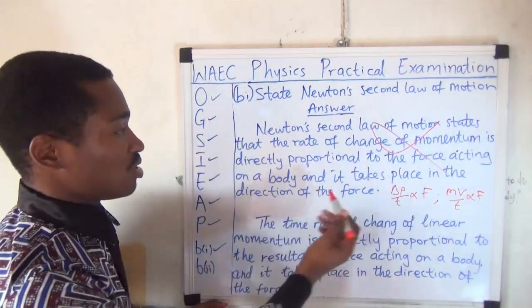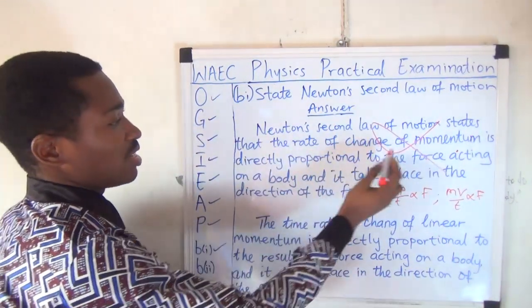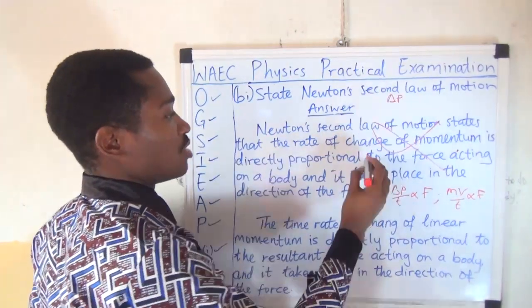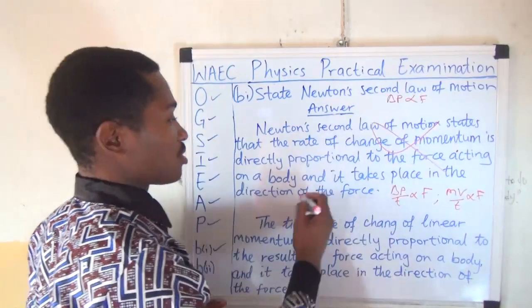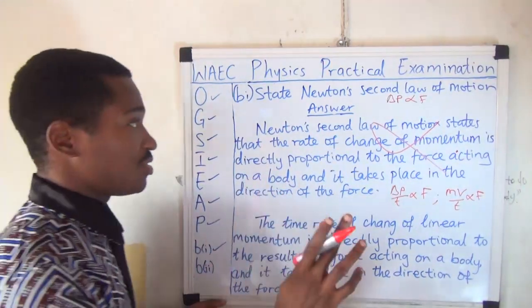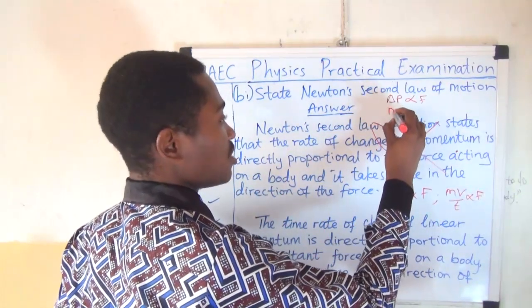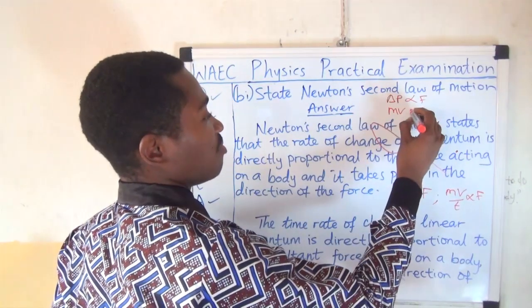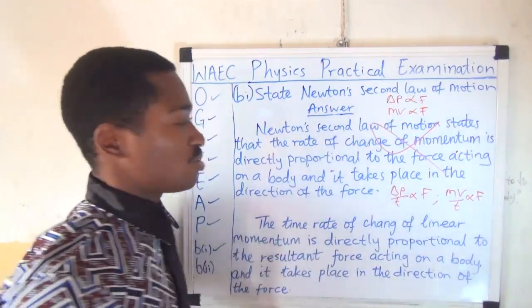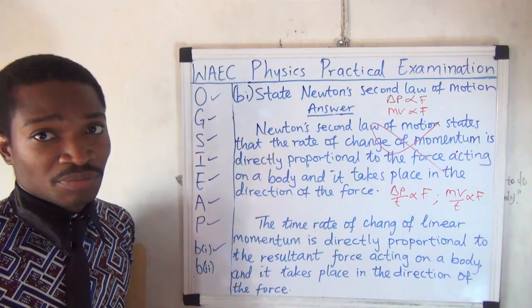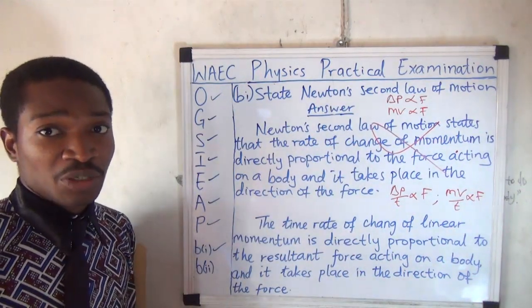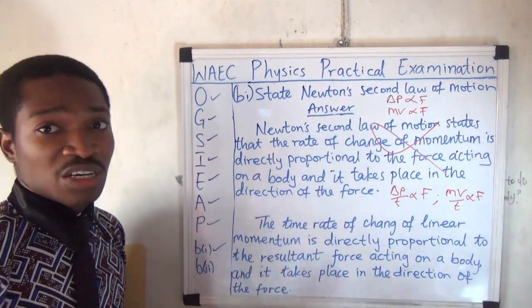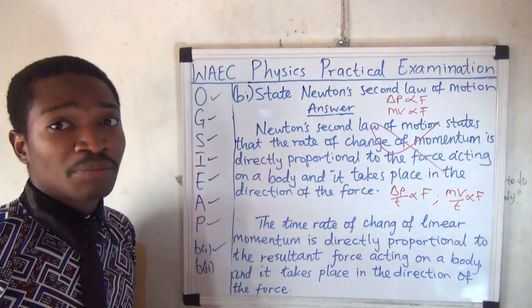But if you want to use this, Newton's second law of motion states that the rate of change of momentum, change in momentum, is directly proportional to the force, and takes place in the direction of the force. Let's leave the direction. So momentum is MV. How is change in MV proportional to force? From this definition, we cannot get the formula. It looks correct, but this is actually a wrong way of stating the law.